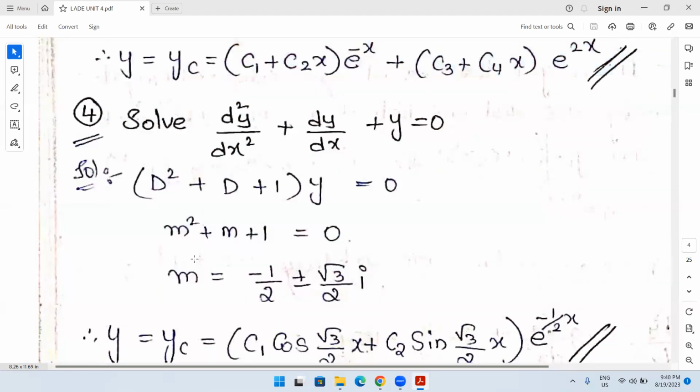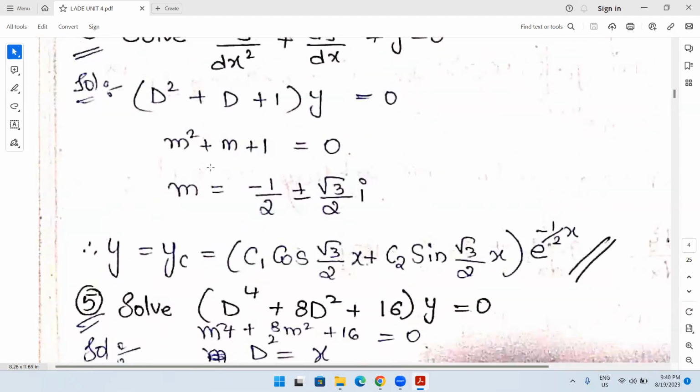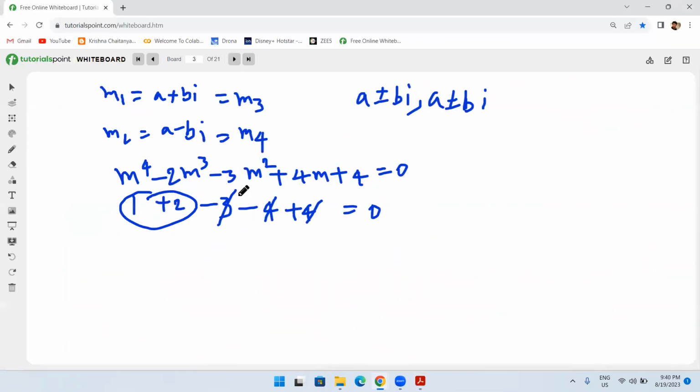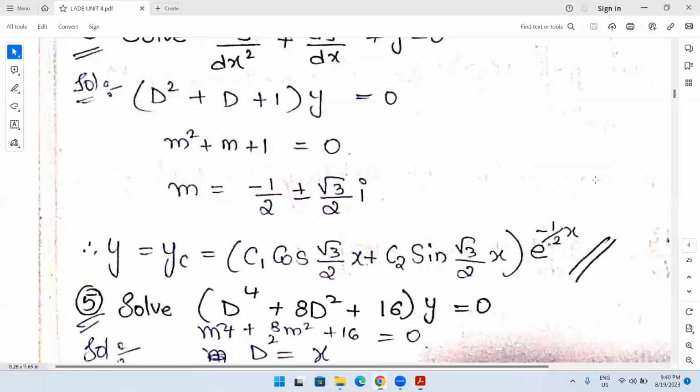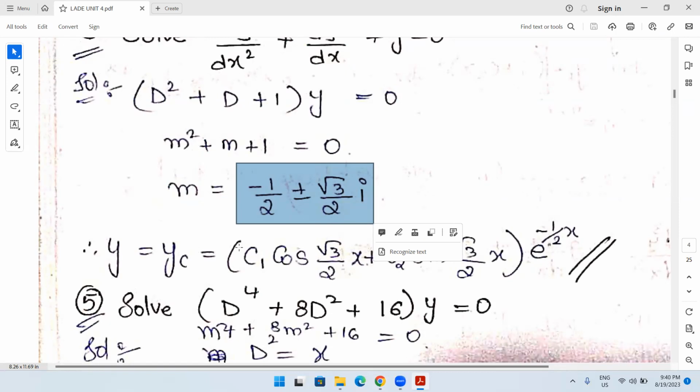We can find the roots using any one of the methods. Here also we can use the formula minus b plus or minus square root of b square minus 4ac by 2a. We have learned this in school levels. Using this we can find the roots. Otherwise we can also use calculators. And here, what's the real part? Minus 1 by 2. Imaginary part? Root 3 by 2. So here we got complex conjugates. What's the complex conjugate case?